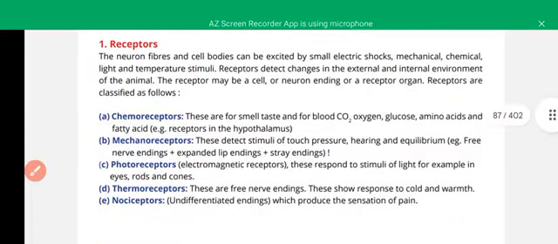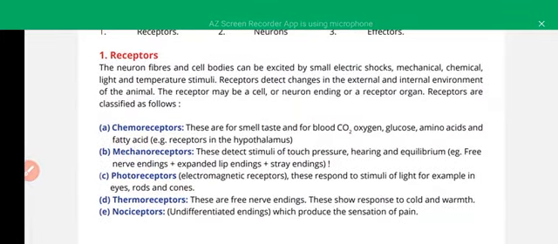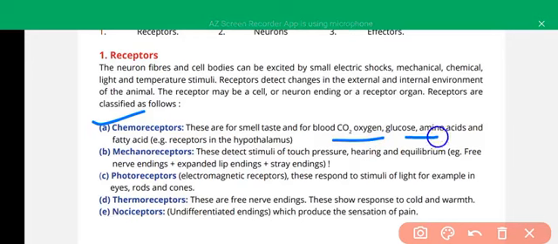Receptors are actually for perception. There are various types of receptors, like chemoreceptors. These are receptors for chemicals like blood carbon dioxide, glucose, amino acids, and fatty acids. These are the receptors present in the hypothalamus. This is a very important MCQ.